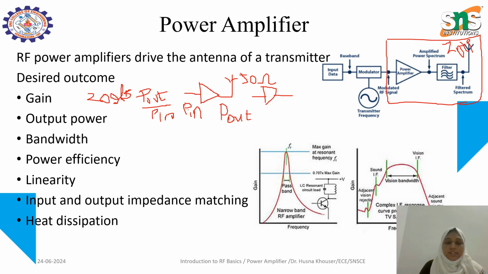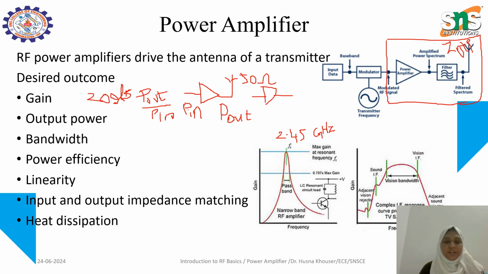Next is the bandwidth, and here we'll have two types of bandwidth: either narrow bandwidth or wide bandwidth. In narrow bandwidth, we'll get only the desired frequency. For example, for Bluetooth, the frequency will be 2.4 GHz. Instead of a narrow bandwidth for one particular signal, we'll focus on a band of frequency, multiple bands of frequency.